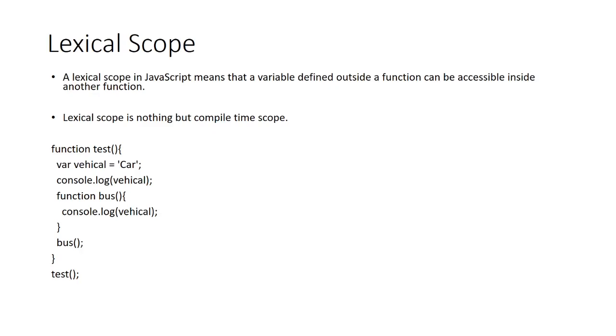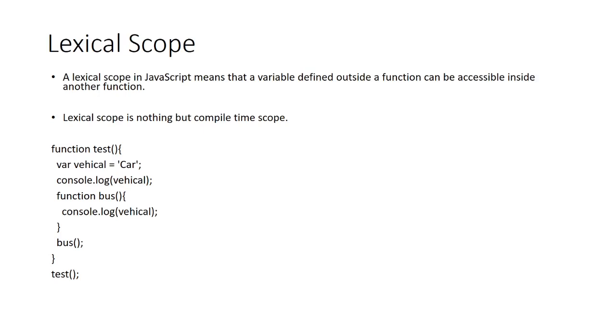Before we jump on to JavaScript closure, let's see what is a lexical scope. Lexical scope in JavaScript means a variable defined outside a function can be accessible inside another function. Also, lexical scope is nothing but a compile time scope. So when we create some function inside a function, the variable defined outside that function can be accessible inside the inner function. So this is a lexical scope, how we can access variables in inner functions.